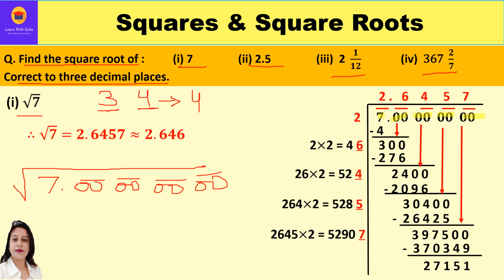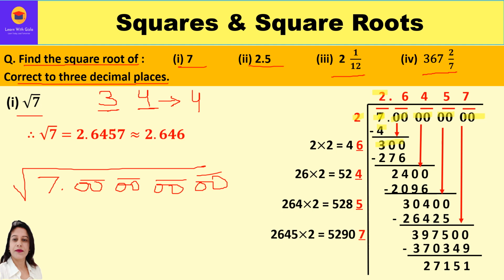Now we will take the first period, that is 7, and we have to think of the largest number whose square is equal to or less than 7. So clearly we can say 2 into 2 is 4. We cannot have 3 because 3 into 3 is 9, which will be more than 7, right? So now 7 minus 4 is 3.